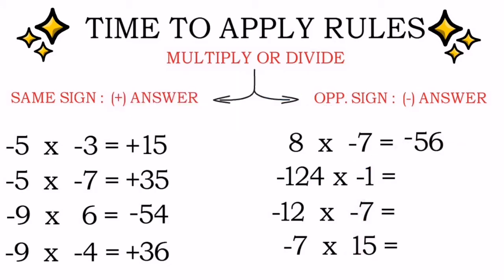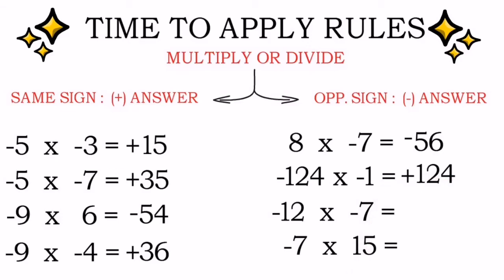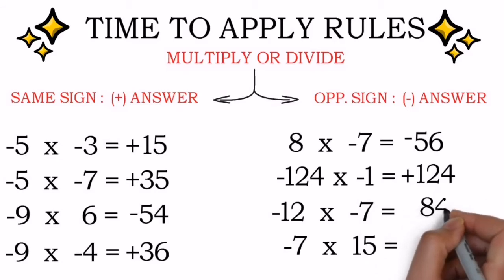One is positive, one is negative, so according to the rule, a negative sign should be given to the answer, correct? Next one, any number multiplied by 1, the answer is the same number, but both are given the same sign, so we have to give a positive sign to the number. Okay, that is positive 124.